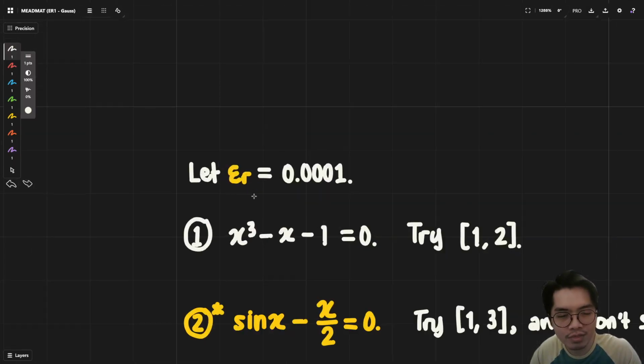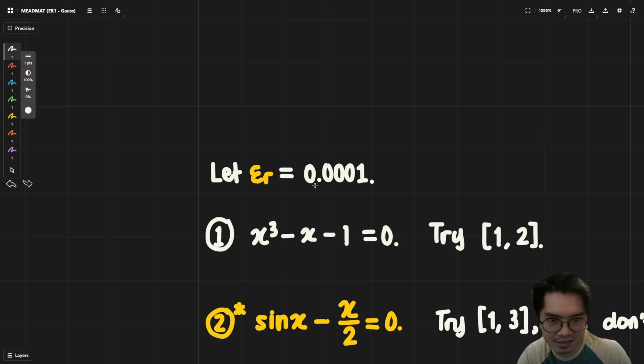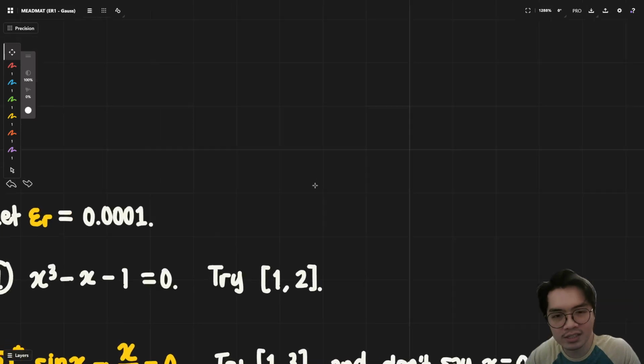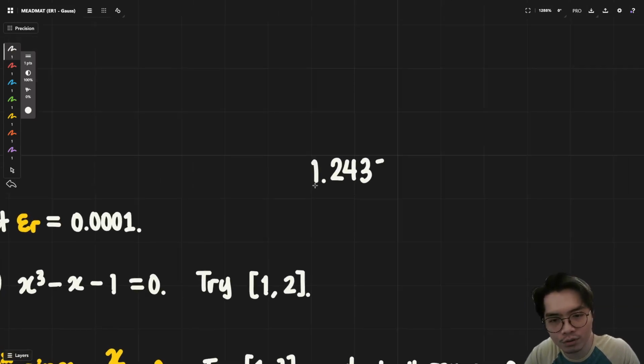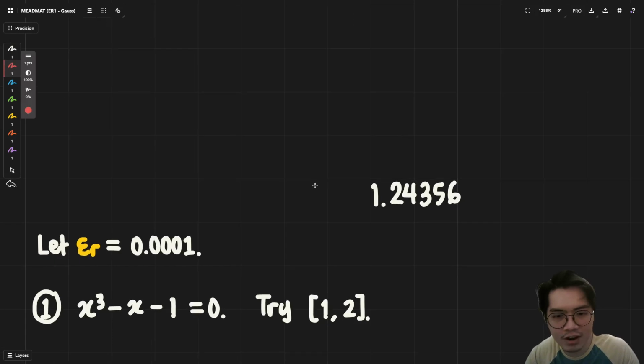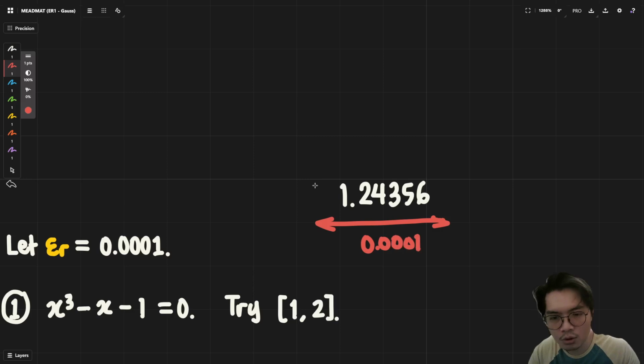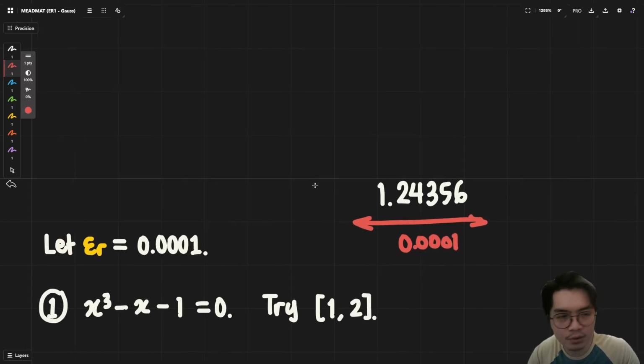And so this is now our relative approximate error. This basically is the length of that bracket. We need our answer to be within 0.0001. So say, for example, our answer is going to be 1.24356. Our bracket, the thing here, must be bound by at least 0.001.